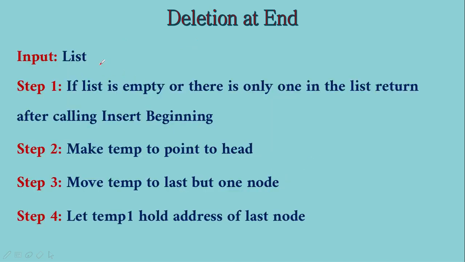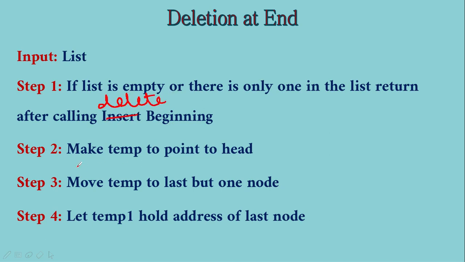Let us formally write the algorithm. The input for this algorithm is the list in which we are going to perform delete at the end. In step 1, you check if the list is empty or there is only one node in the list. Then you call delete beginning and return what that particular function returns. Sorry, earlier I said insert beginning, but this should be delete beginning.